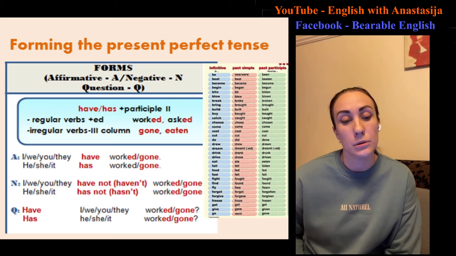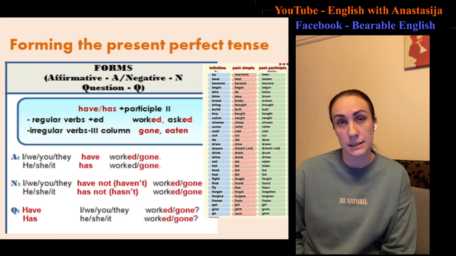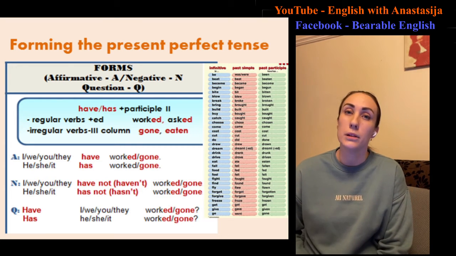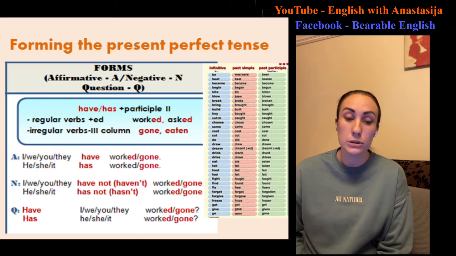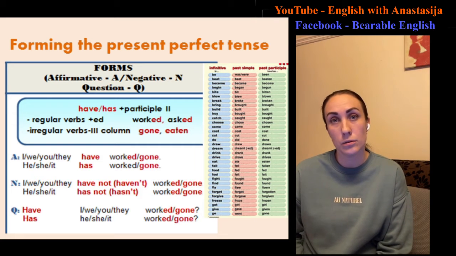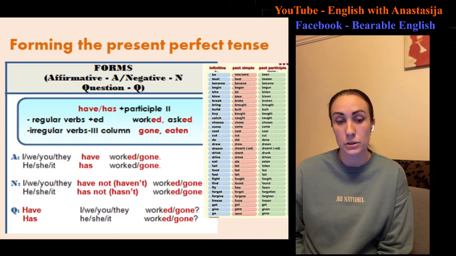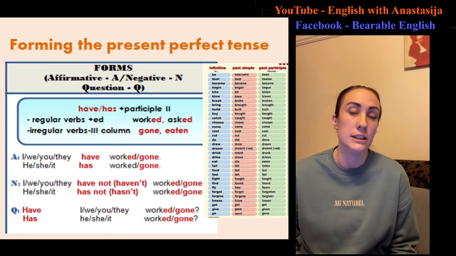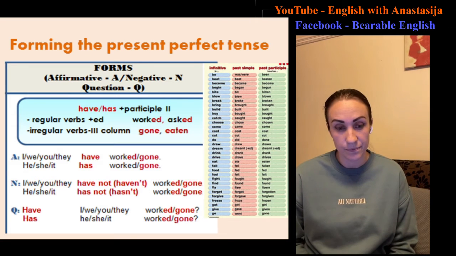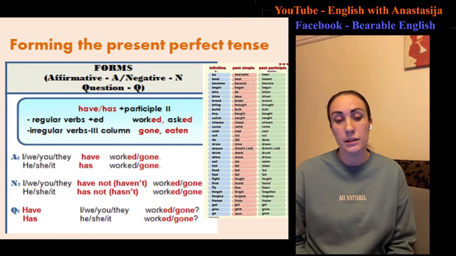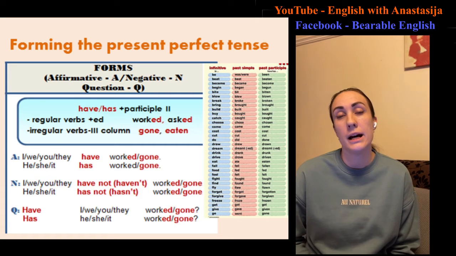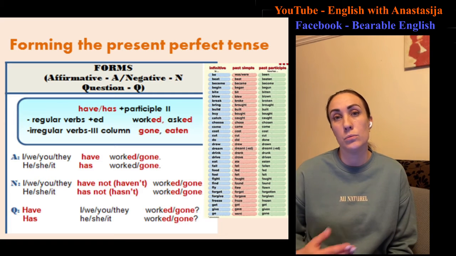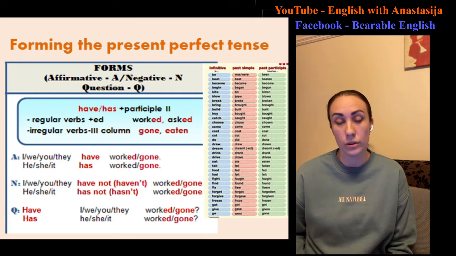Positive sentences, we need to start with our subject. So the subject would be I, we, you, they, plus the form have, plus our participle, worked or gone in this case. So speaking of myself, I would say I have worked as a teacher for 11 years. He, she, or it, we would use the form of the verb has, and we would say he, she, or it has worked or has gone.